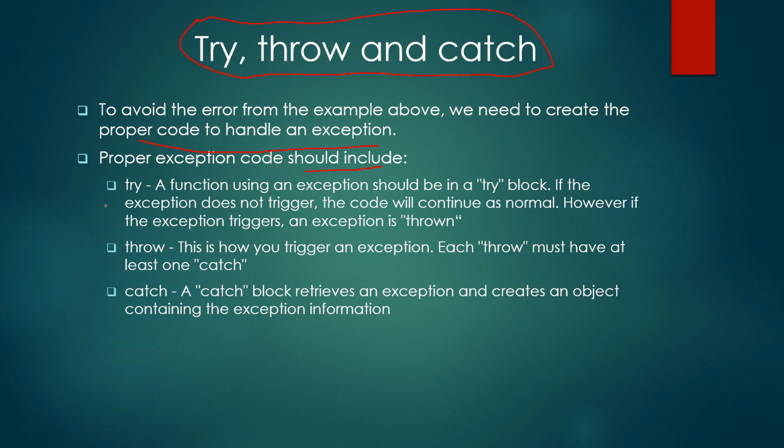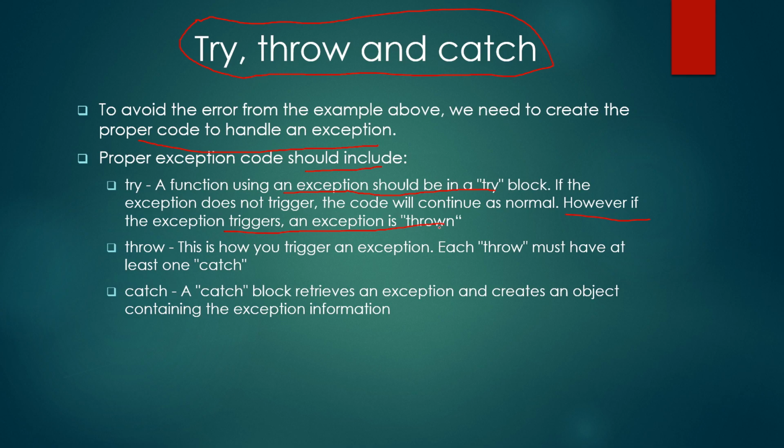First, we should have a try block. A function using an exception should be in a try block. Whenever we write a condition that might lead to an exception, we have to write that code inside the try block. If the exception does not trigger, the code will continue as normal. However, if the exception triggers, an exception is thrown.